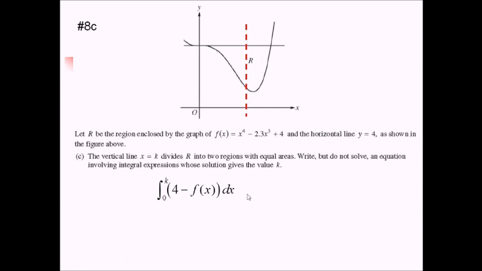So I can write that this equals the integral from k to 2.3 of, well, it's the same functions involved, just 4 minus f of x dx. And they said we didn't have to solve this, so that's it. We're done with this one.